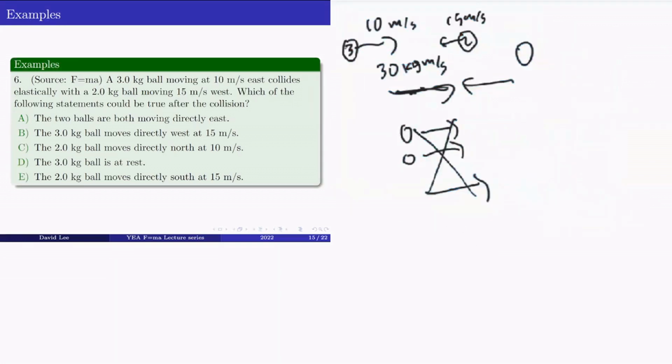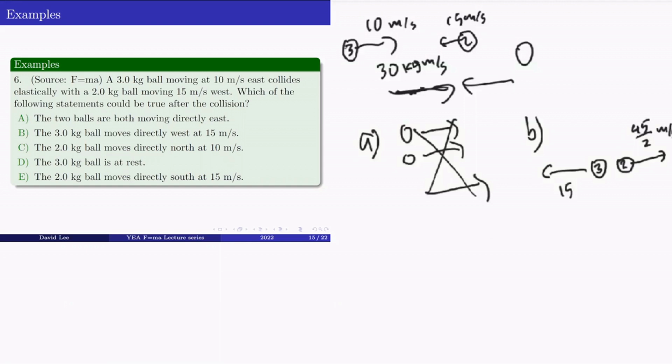Okay. So A is not possible. What about B? The 3 kilogram ball moves directly west at 15 meters per second. Well, what happens here if the 3 kilogram ball moves directly west at 15 meters per second? Then in order for the total momentum to be 0, the 2 kilogram ball has to move directly east, and it has to have a speed of 45 halves meters per second.